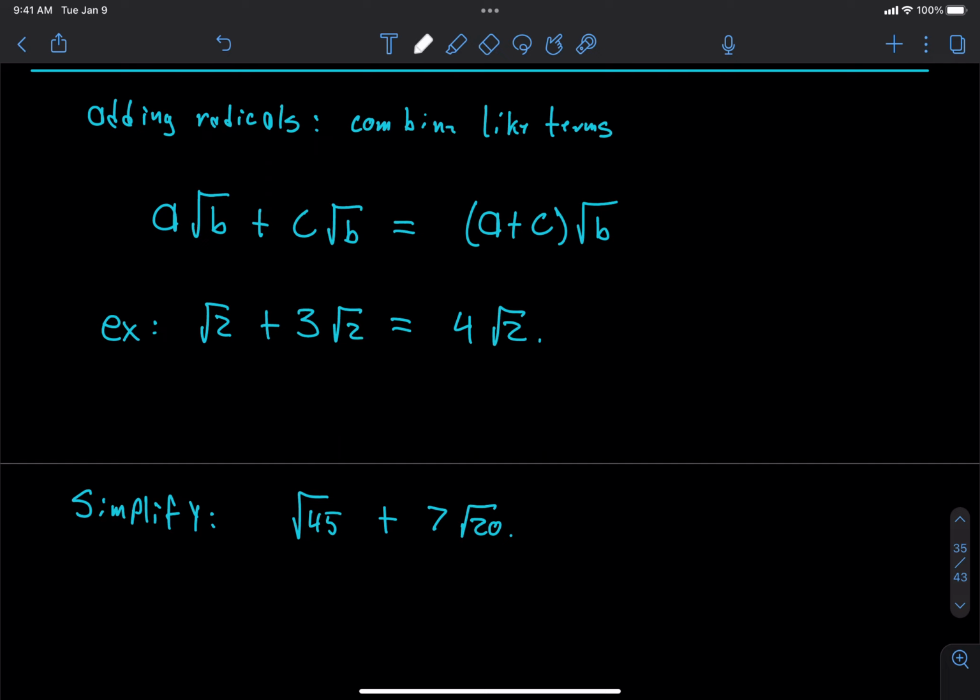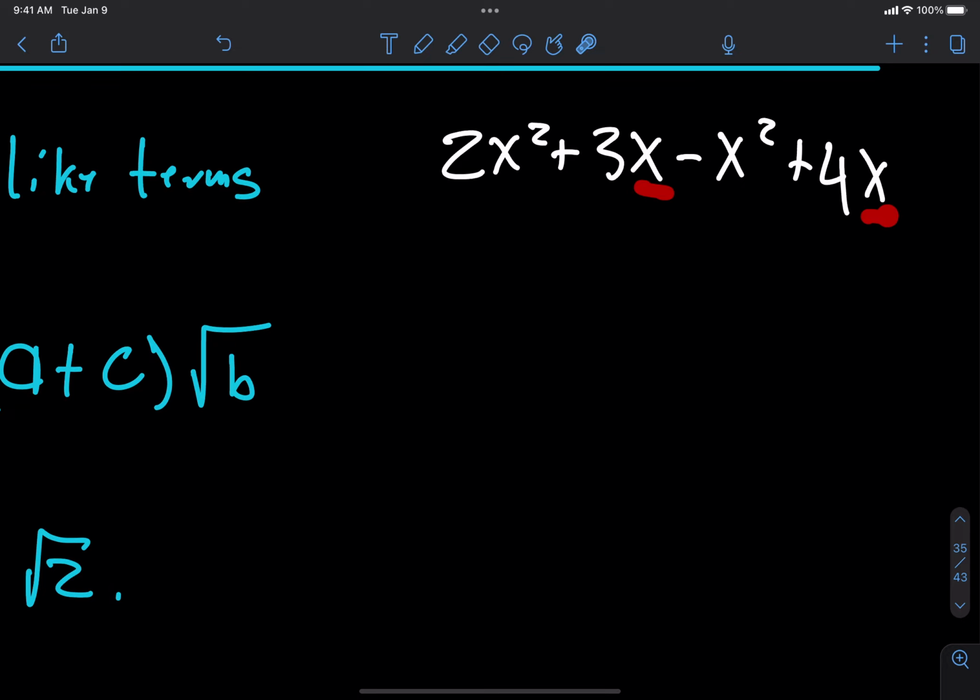All right, so now I want to talk about something new, which is combining like terms. Not combining like terms, sorry, it's adding radicals. And the method we're going to use to add radicals is we're going to combine like terms. So just like before, when I had to deal with something like 2x squared plus 3x minus x squared plus 4x, what did I do? I looked for all of the terms that have the same power of x, right? And I add those ones together because those are like terms. So this one and this one are like terms.